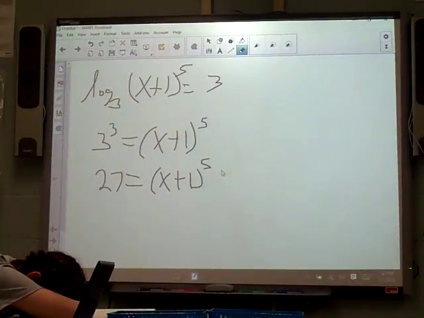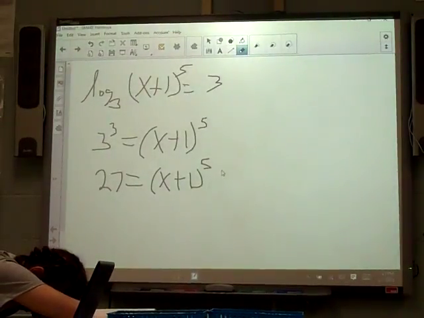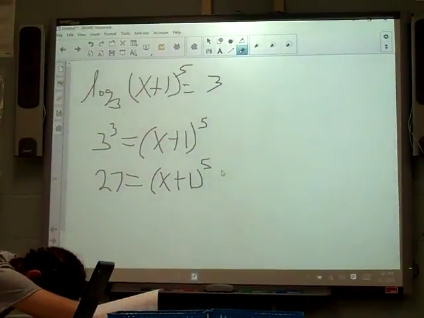Now somebody in first period, when I asked them what we should do here, they wanted to figure out what x plus 1 to the 5th is. Holy cow. That means x plus 1 times x plus 1 times x plus 1 times x plus 1 times x plus 1. You have to write it 5 times and start multiplying all those together. No, I don't want to do that. What would be the easier way? How can I get rid of a 5th power?